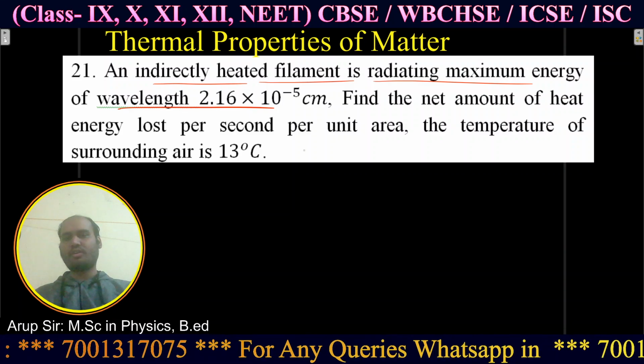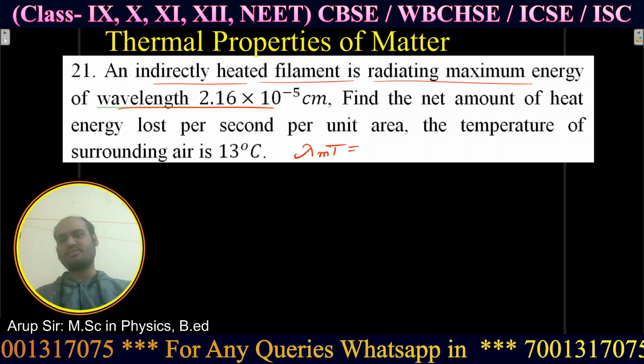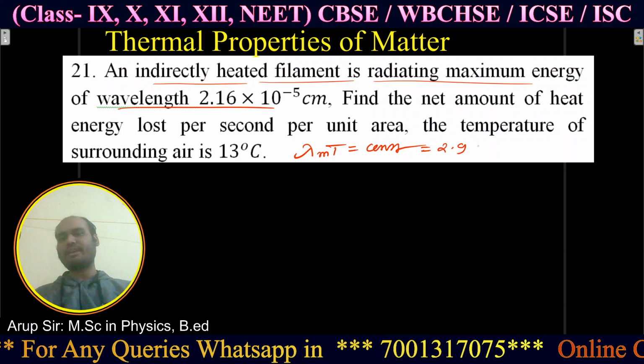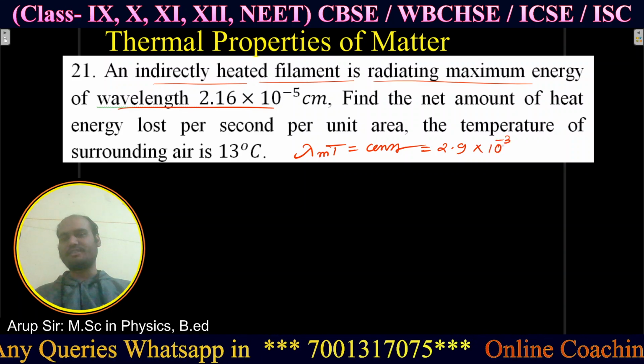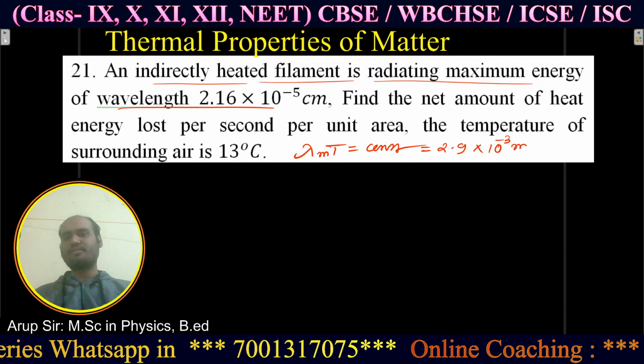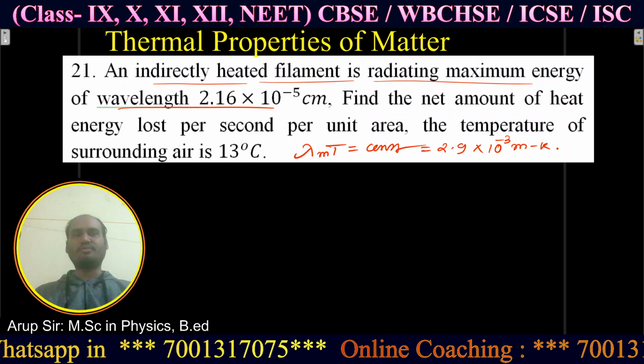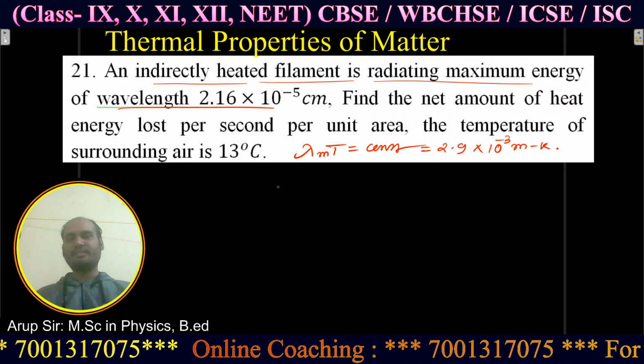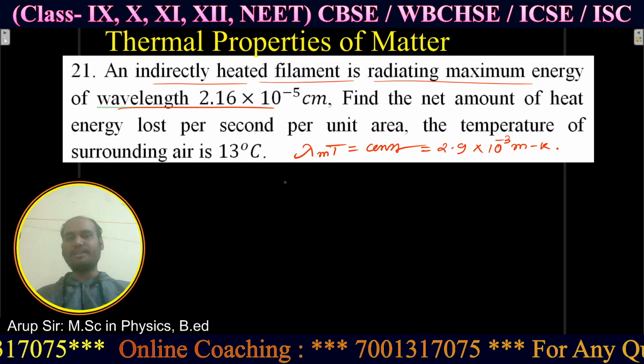What is the law? The law is basically lambda m into T equals constant, right? And what is the value of that constant? 2.9 into 10 to the power minus 3. This is the value of Wien's displacement constant in meter Kelvin units, in the SI system. Now we need to find out the temperature first.